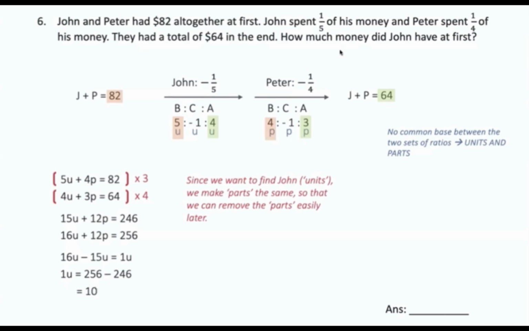So 1 unit is 10. Now read the question. How much money did John have at first? So we are talking about this. At first is 5 units. So 5 times 10. Okay? And that's the answer.